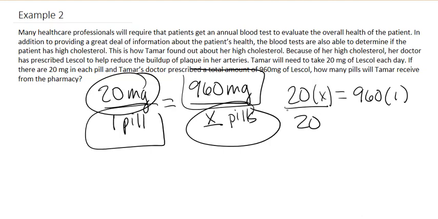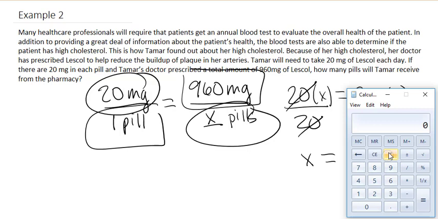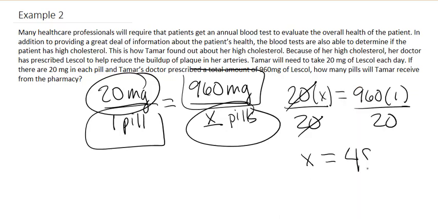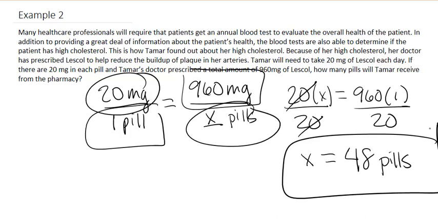So we would divide by 20 on both sides to get X by itself. And we can do this: 960 divided by 20 is equal to 48. And we would have 48 pills. So when using proportions to solve an equation, it's important to remember to write out the proportions so that the denominators have the same unit of measurement and the numerators have the same unit of measurement. Then we can cross multiply to solve.